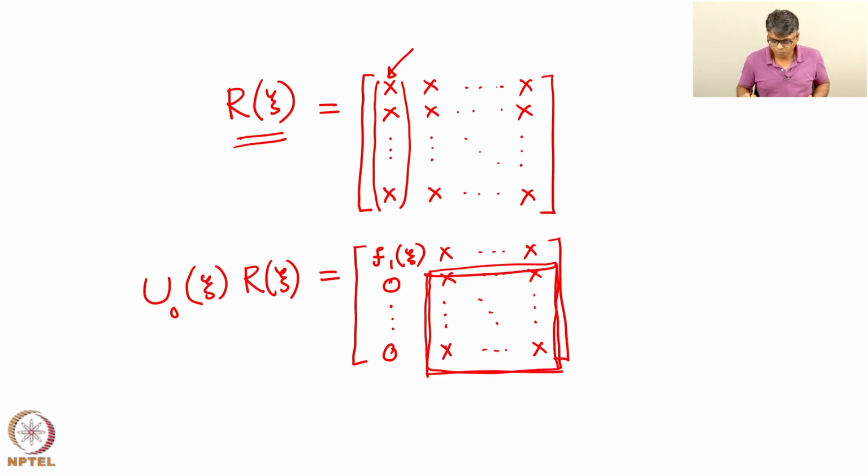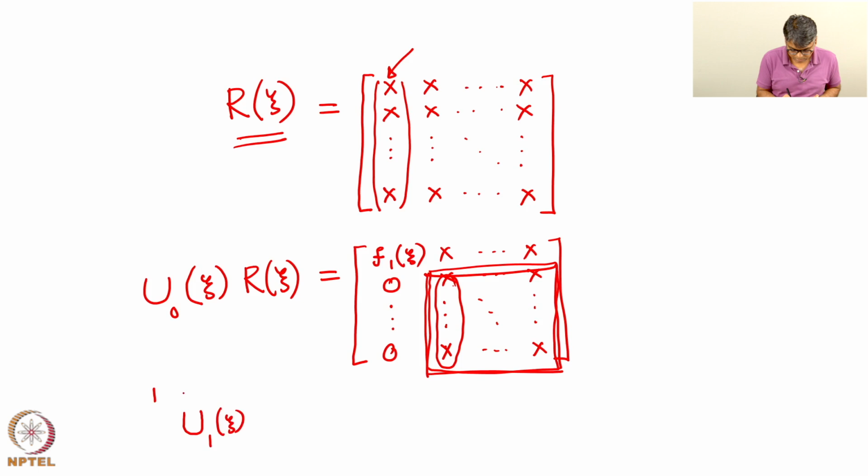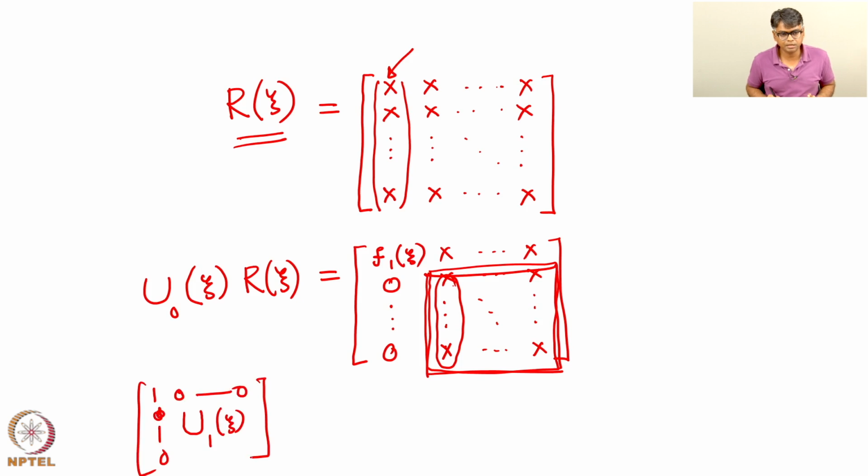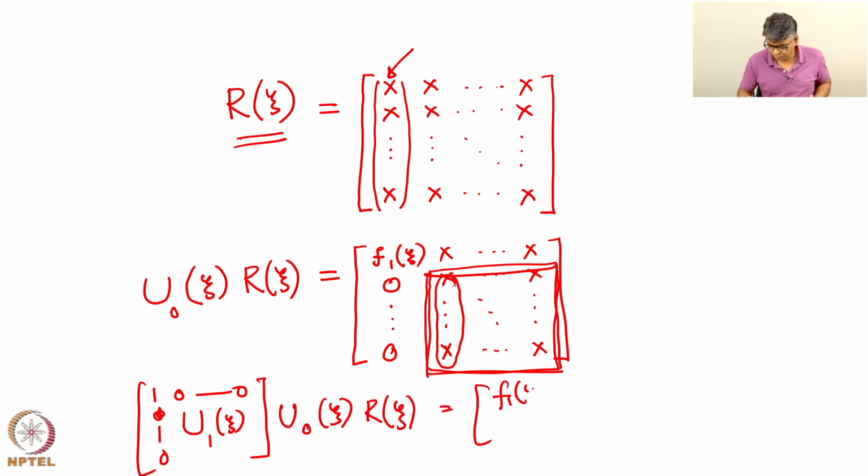I look at this block. Once again in this block, if all these entries are 0, then I just don't do anything. I move on to the second one. If not, then I just do the same thing. Now here I will take unimodular matrices of size g minus 1 by g minus 1, right. I will just pad it with 1 and zeros in the first row and the first column, so that this becomes a g by g matrix, and that I will multiply to U0 xi, R xi, and the result will be that this will be f1 xi.